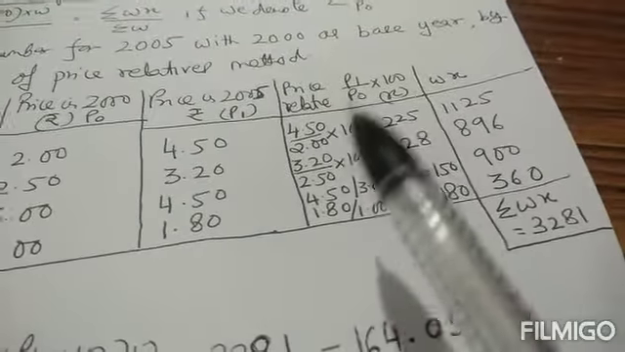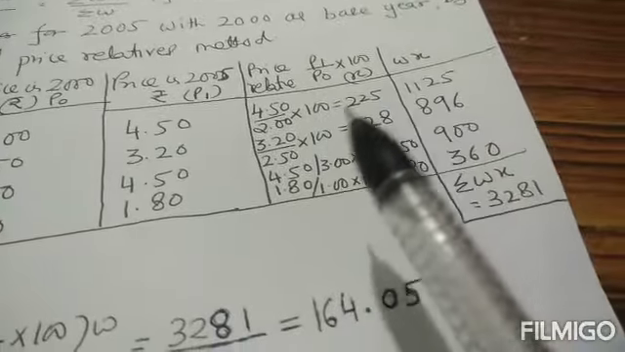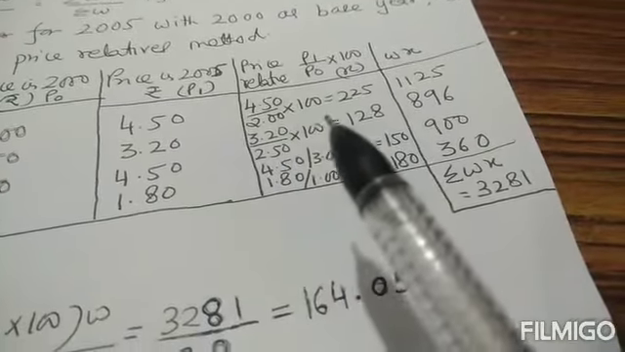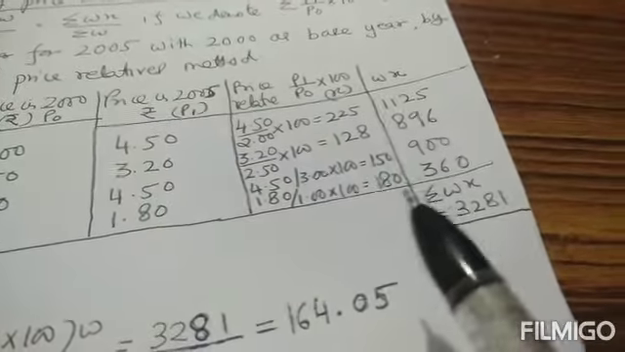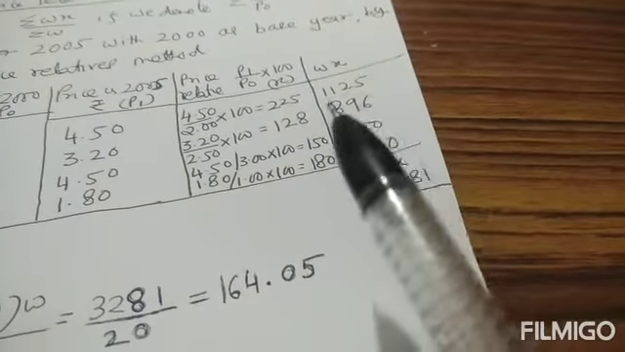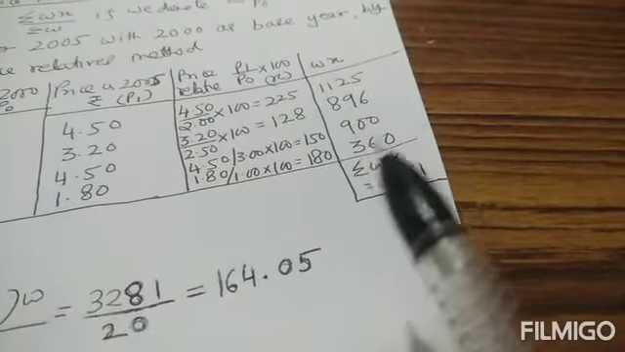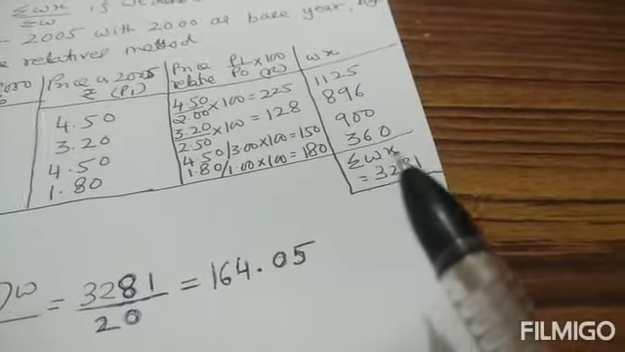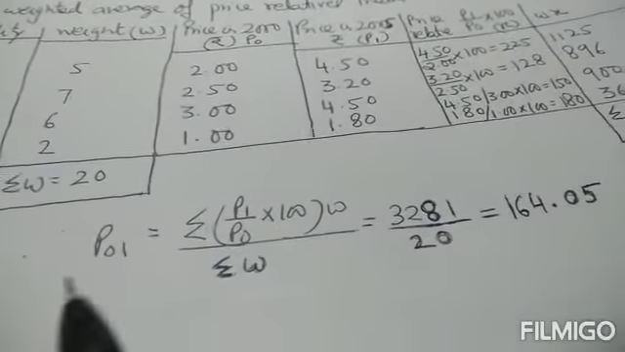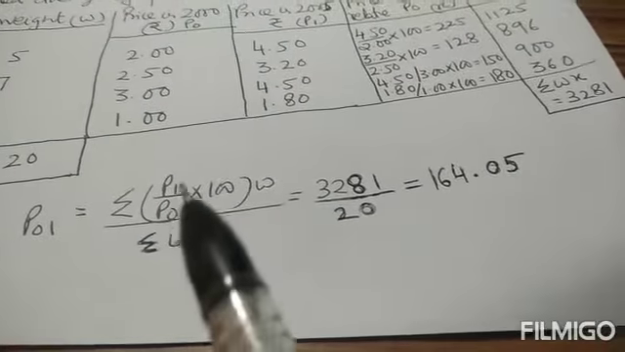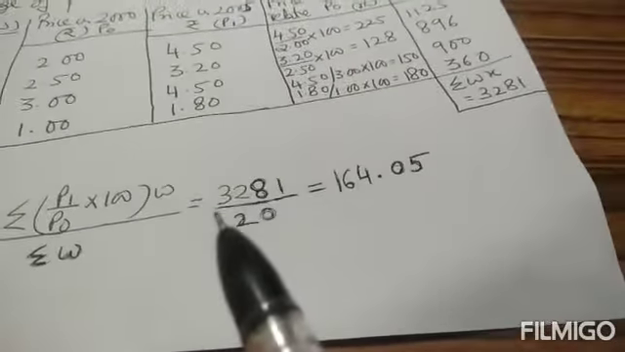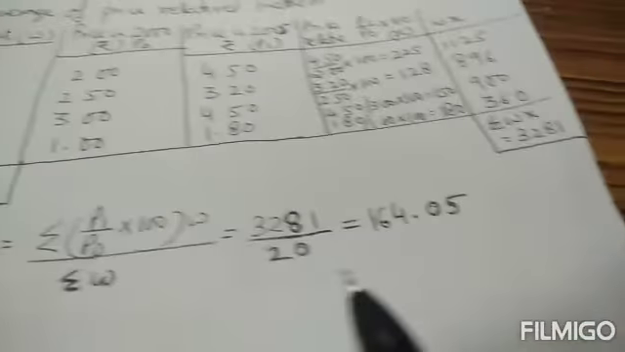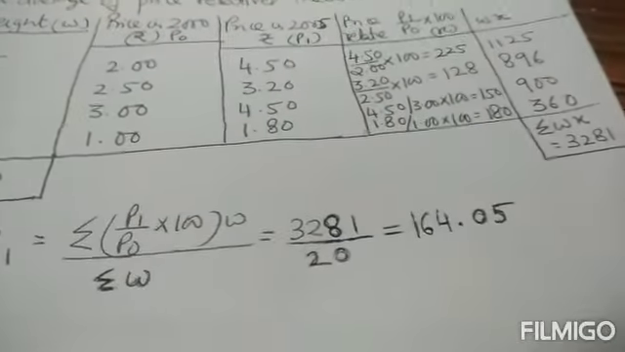Now finding out price relative, P1 upon P0 into 100. The first one is 4.50 upon 2 into 100, which is 225. Next one is 128, then 150, then 180. Then finding Wx: 1125, 896, 900, 360. Summation Wx is 3281. Summation W is 20. So P01 is equal to summation P1 upon P0 into 100 into W upon summation W, which is 3281 upon 20, which is equal to 164.05.